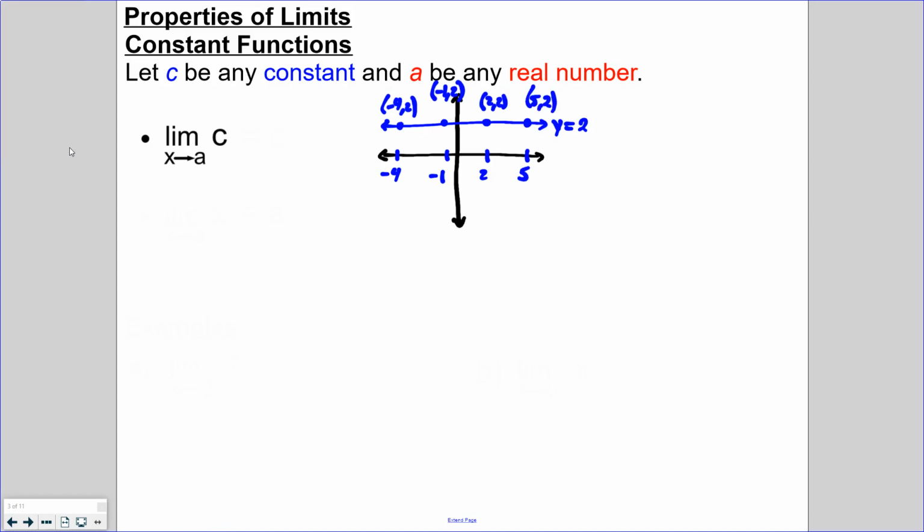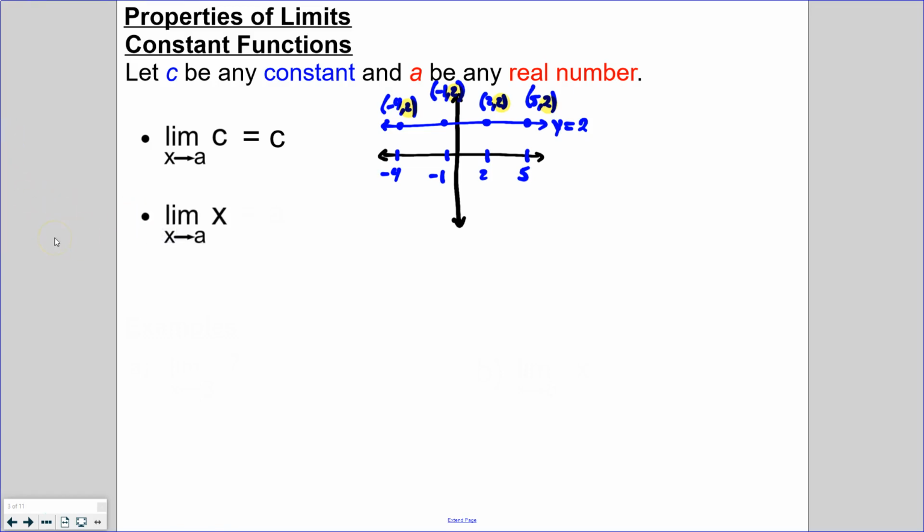So again, it doesn't matter what the x value is, because the output will always be 2, since this function is constant. Which means that for the limit, it doesn't matter what our a value is, because the height will always be c. So therefore, the limit of a constant is that constant. We can just drop the limit sign. Woo! Best property ever. Not really, there are some better ones in calculus, but this is one of the good ones.